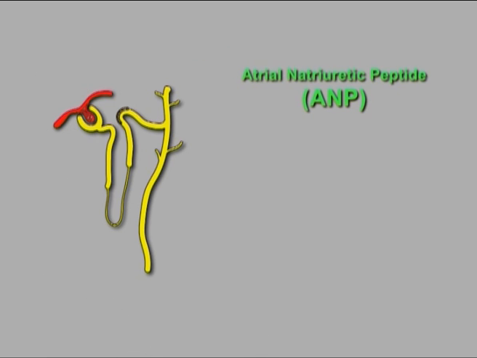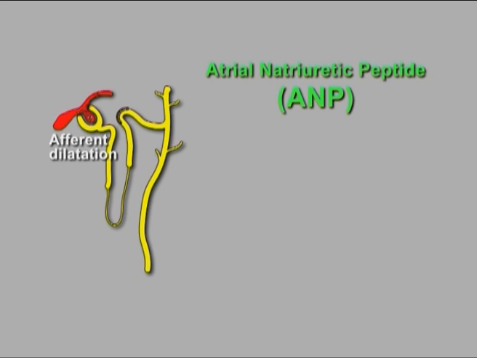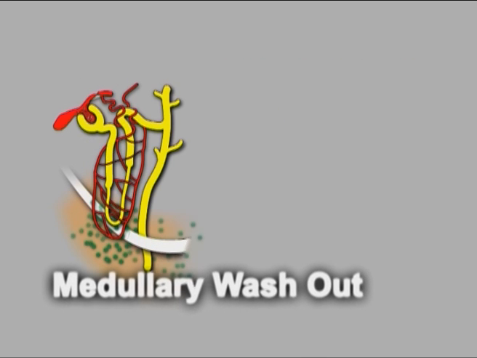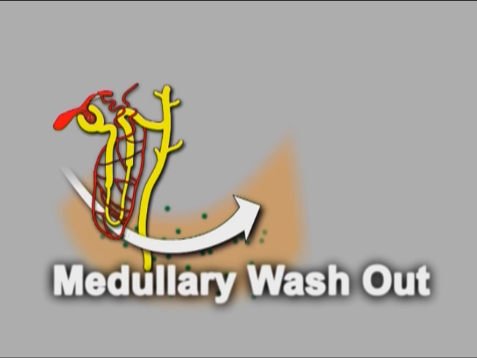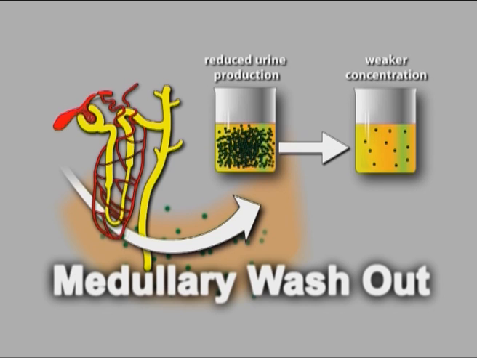But in doing so, it also mediates its own unique action on the glomerular arteriole. Specifically, ANP stimulates afferent arteriolar dilatation along with efferent constriction. The net effect of this is to markedly increase the blood flow in the vasa recta. In doing so, the vasa recta tends to wash out solute from the medullary regions. This concept of medullary washout is important. Clearly, it will reduce the concentrating ability of the nephron. During the obstructive phase, not only is the urine production reduced, but the urine that is formed is usually of a weaker concentration.